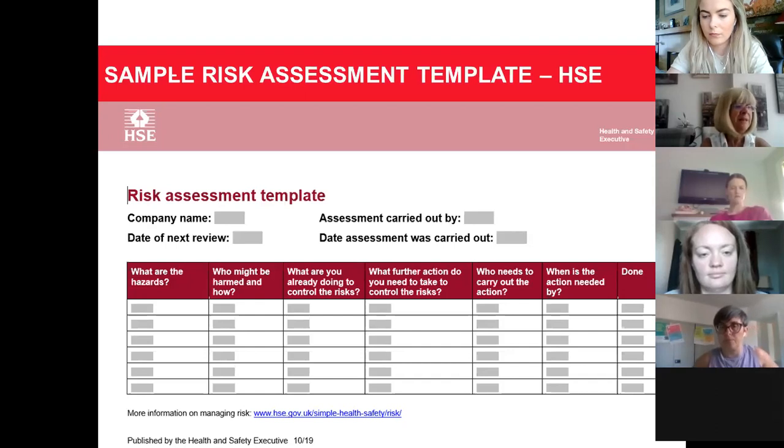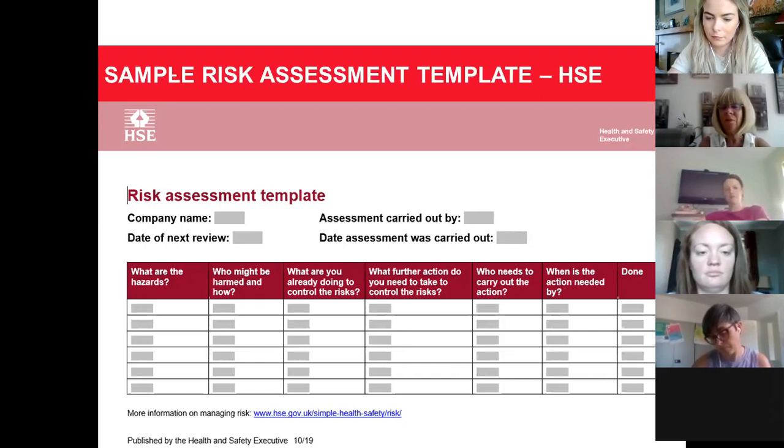The next column is who needs to carry out the action. Again, identifying the hazard and assessing the risk is only part of the story. You need to actually allocate actions to people on your risk assessment form and make sure that those people understand that they've been tasked with an action.